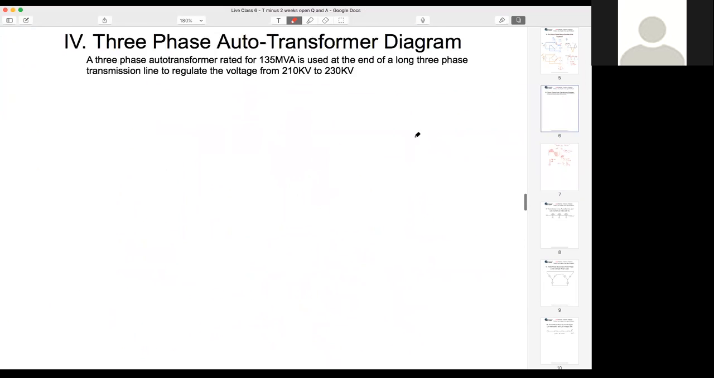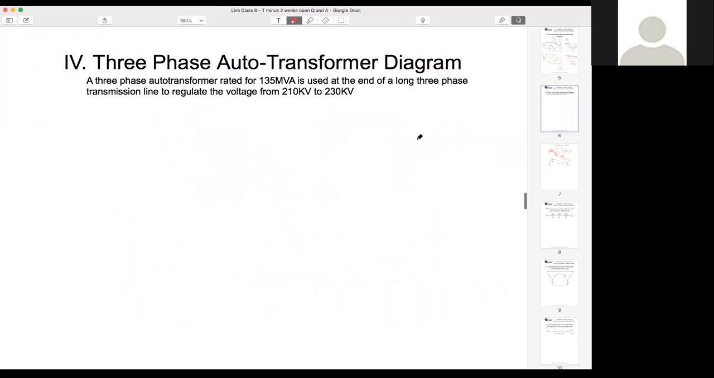All right, auto transformers. Auto transformers can be quite a big pain point. Here's a quick sample example. A three-phase auto transformer rated for 135 MVA is used at the end of a long three-phase transmission line to regulate the voltage from 210 kV to 230 kV. I'm still getting a lot of emails about, is this line voltage, is this phase voltage, how do I tell?